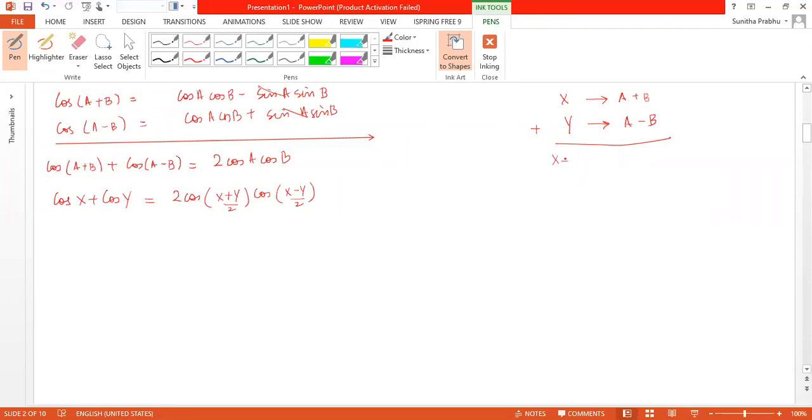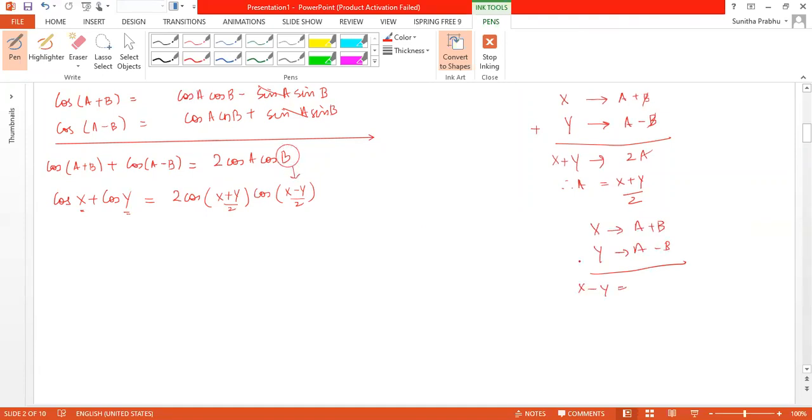So x plus y would have been 2A, because when I'm adding, B gets cancelled. Therefore, my angle A is (x plus y) by 2. So if I had an x and a y, this angle would be (x plus y) by 2. Similarly, if x was my A plus B and y was my A minus B, and I want to find out what this angle B was, this B would have been (x minus y) by 2.